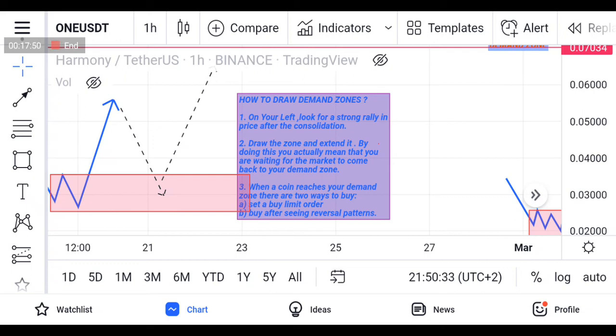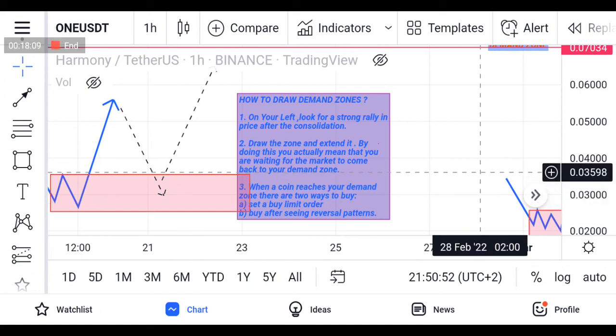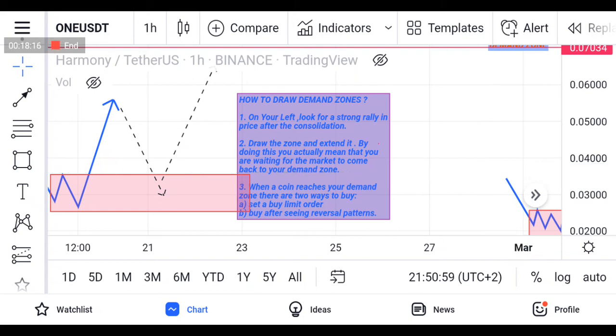So draw your zone and extend it. By doing this, you actually mean that you are waiting for the market to come back to your demand zone. And number three, when the coin is in your demand zone, there are two ways you can buy. You can just place a limit order, maybe at around this level, maybe at 0.3598. That's up to you. But also, buy afterward, after seeing reversal patterns.